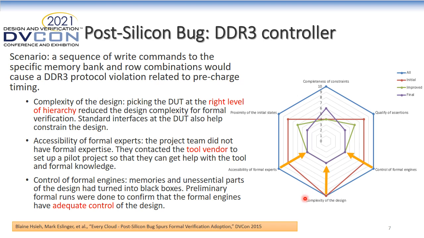For the complexity of the design, we picked it up at the right level of hierarchy. The goal is to reduce the complexity of the design for formal verification as much as possible. For formal experts, unfortunately, this design team does not have any formal expert in-house, and that's why they're working with 2 vendors to set up the pilot project and at the same time gain some formal knowledge as well. For the formal engine, we want to make sure that the formal engine has sufficient control of the design, so that's why we black box the memories and also some of the unessential parts of the design.